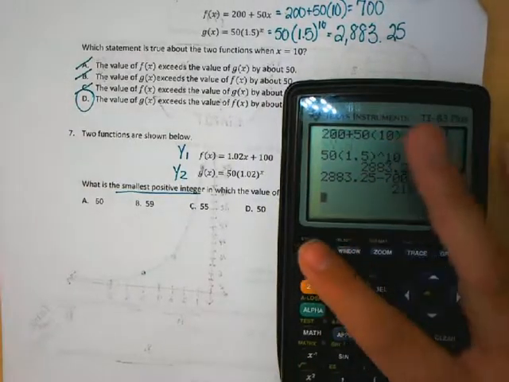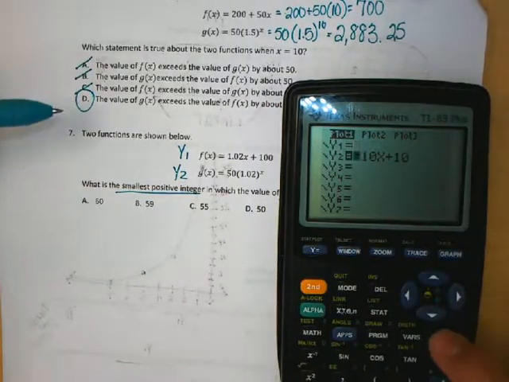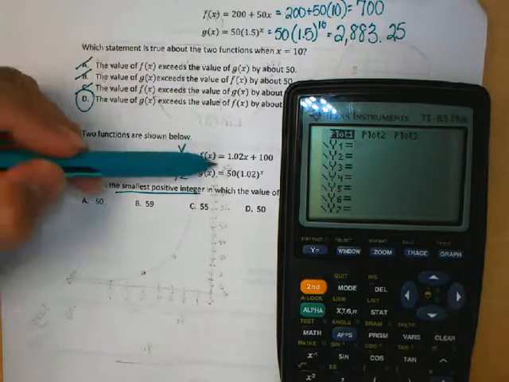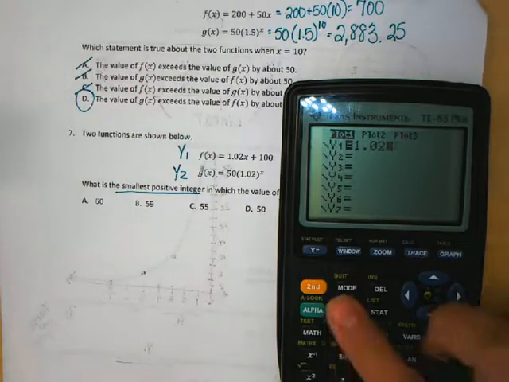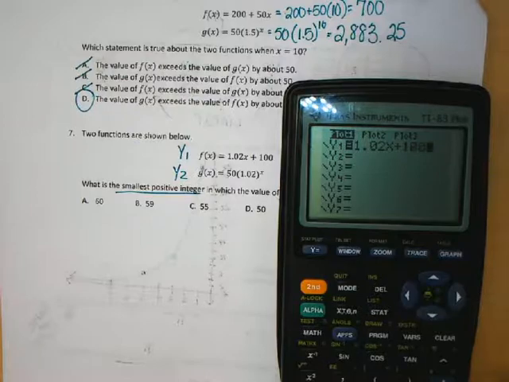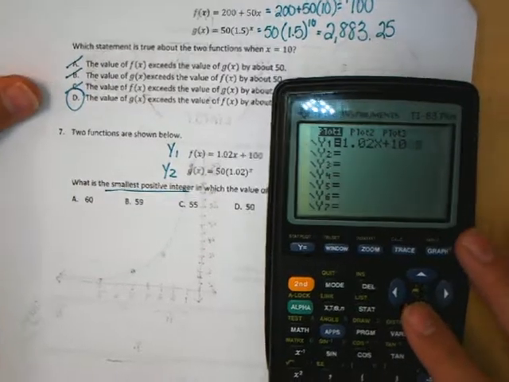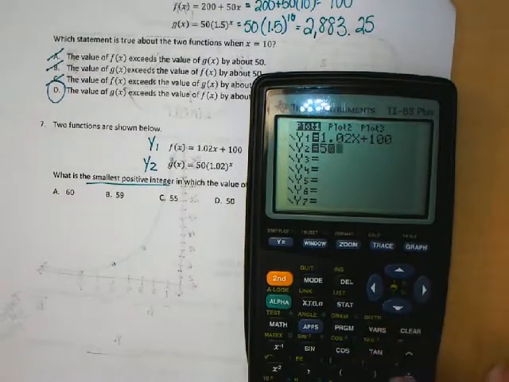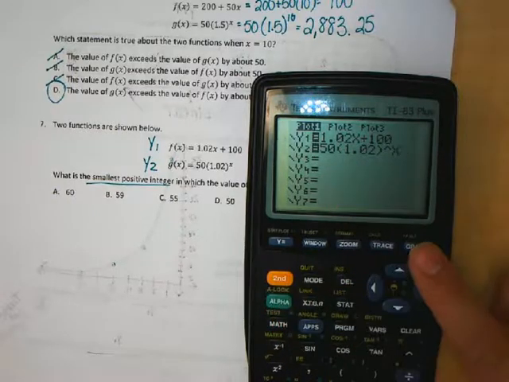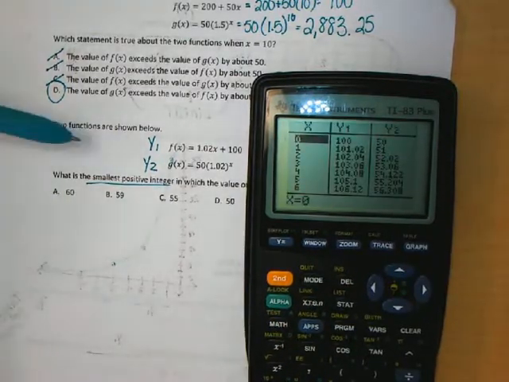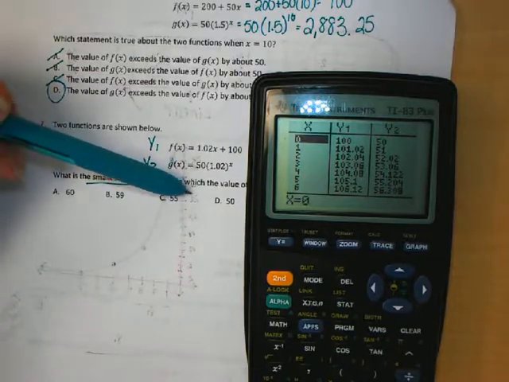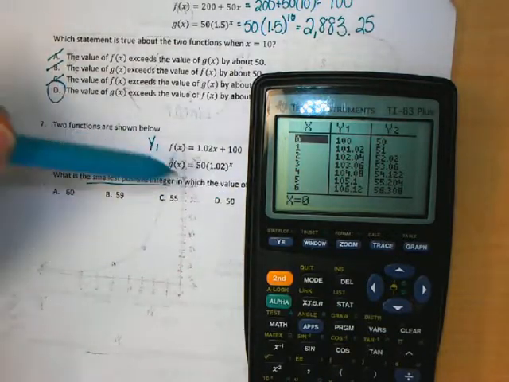We go to y equals. I'm going to clear it out. My y1 is 1.02x plus 100. My y2 is 50 times 1.02 to the power of x. Second graph, and if you notice by your answer choices, the smallest answer is 50.